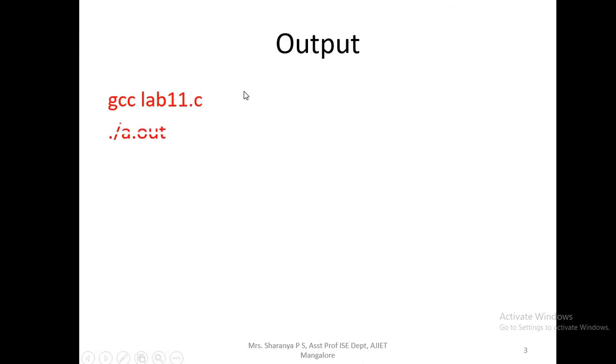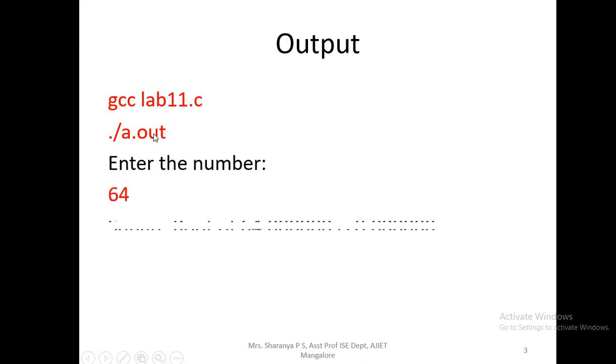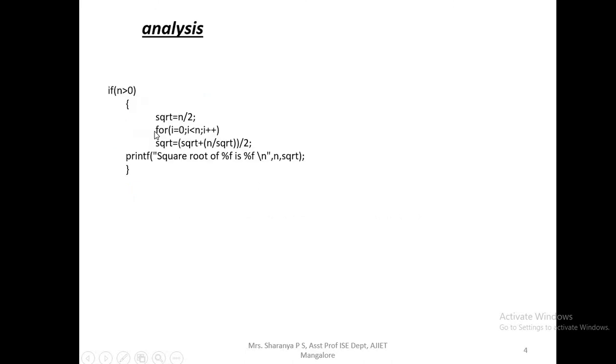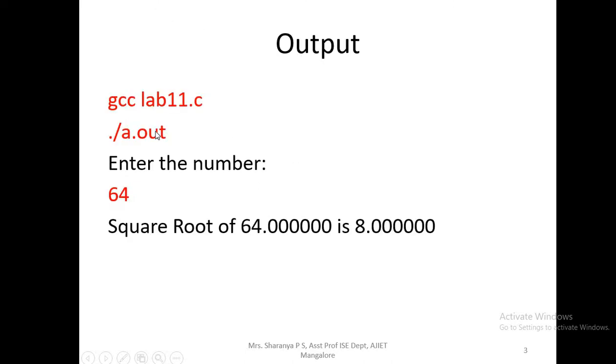Now if we look into the output, with the execution of gcc lab11.c, this is the compilation, and then ./a.out is for the execution. First it asks the user to enter the number. Suppose the user has entered 64, then the square root of 64 is 8. That will be displayed as the final result.